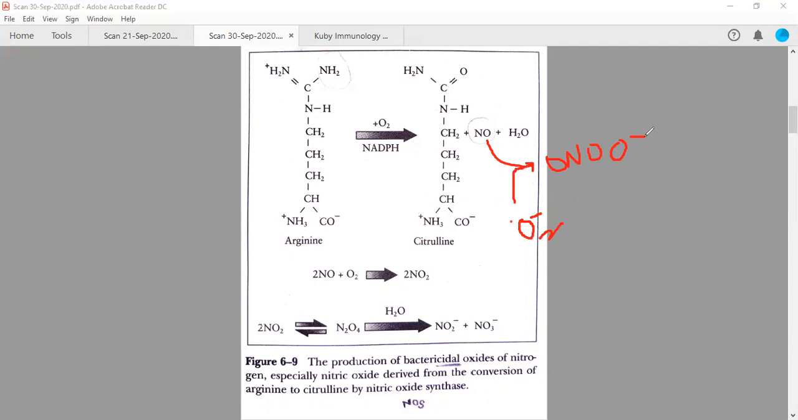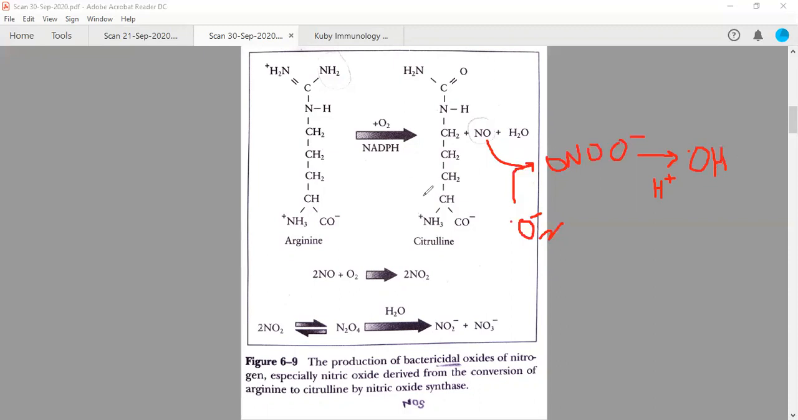So this peroxynitrite will be highly toxic, and in some circumstances, in the presence of H positive ions, it will be degraded into hydroxy radicals, that is OH negative, or a free electron over the oxygen. So hydroxy radicals, which are also toxic to the foreign pathogens, can result.